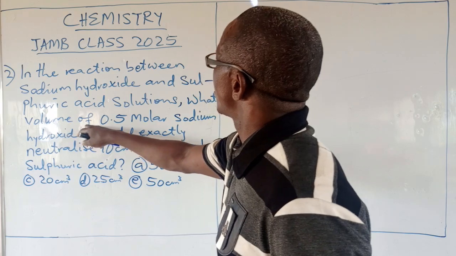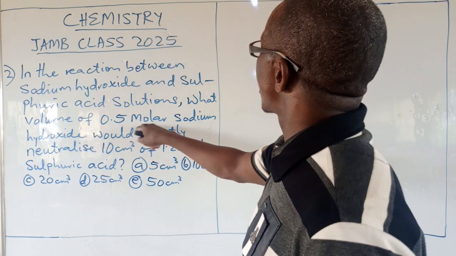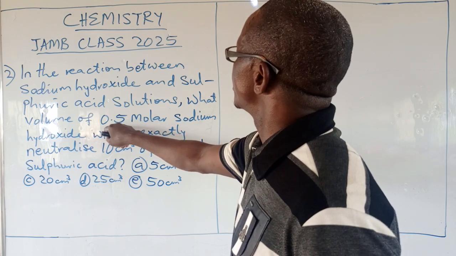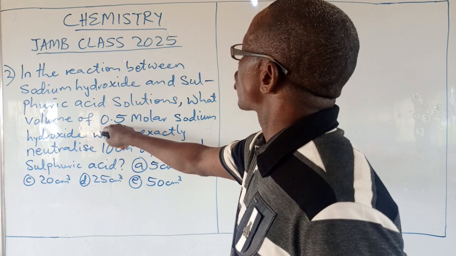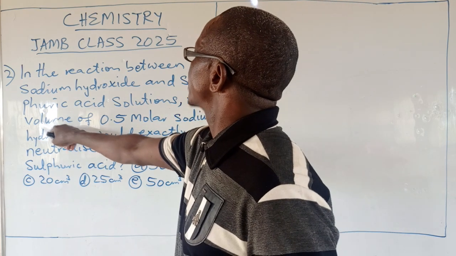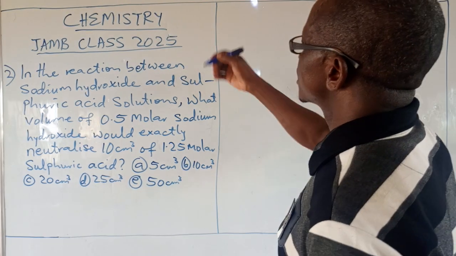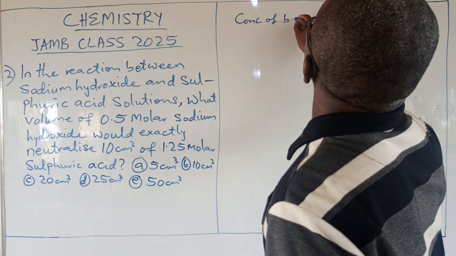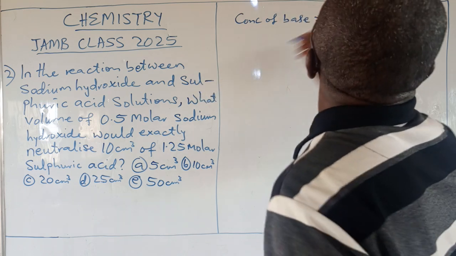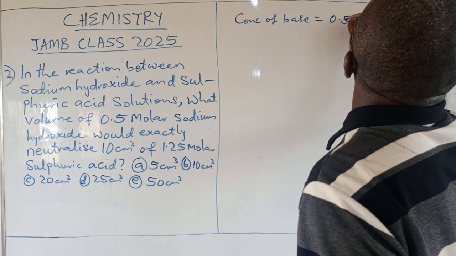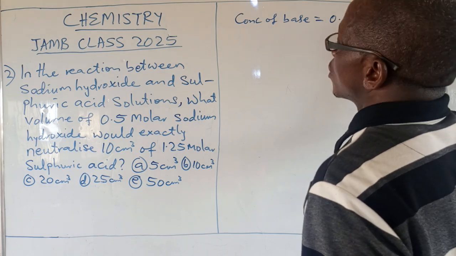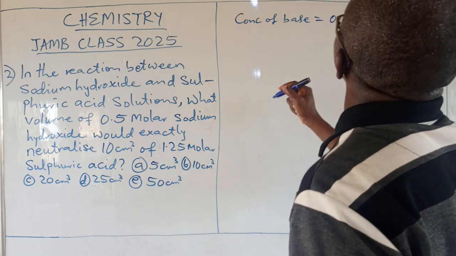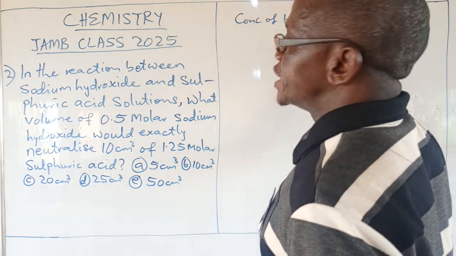Okay, now, what volume of 0.5 molar sodium hydroxide? This is concentration of the base. Sodium hydroxide is a base. This is the concentration of the base. What volume? They are asking you the volume. So let's start by fetching out the parameters. Concentration of base equal to 0.5 mole or molar solution. I can prefer using capital letter M there, or mole per dm cube.